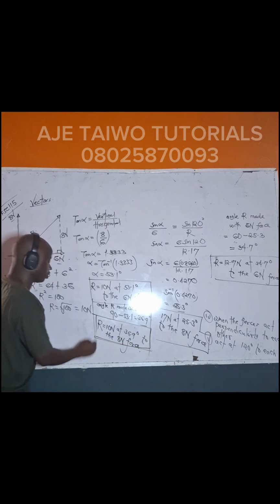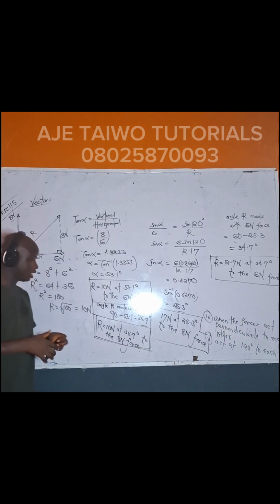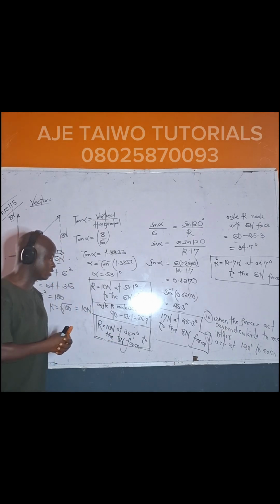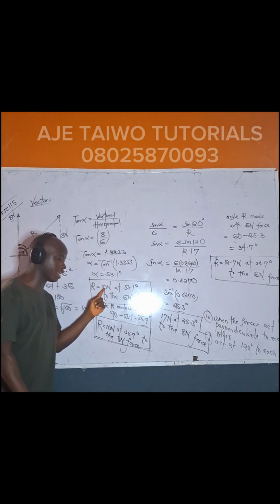So there are two ways to report your R. In your exam, see how they test it. Option A we have 10, option B we have 10, option C we have 10, option D we have 10.